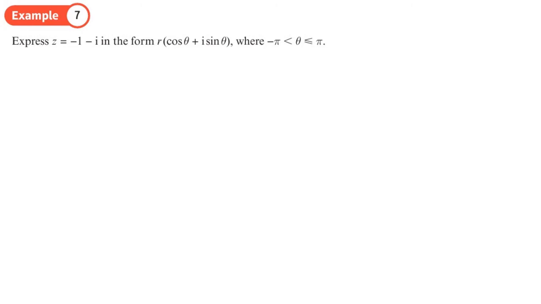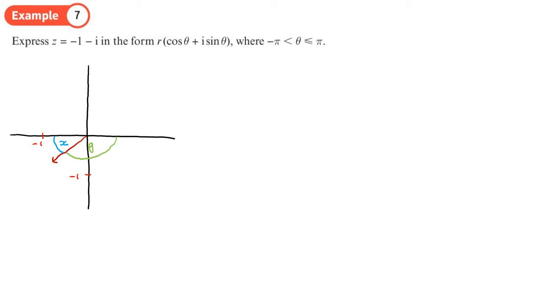Same type of question here, same method as example 6. Draw a diagram. Draw the complex number, so it's -1 and negative i, so it goes that way. This is the argument, so we can't work it out directly. Maybe we need to add it to pi over 2 or take it away from pi. So I'll work out this angle here and call that x to find the argument.